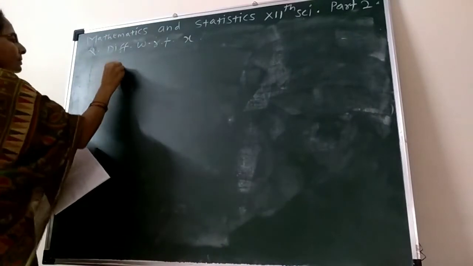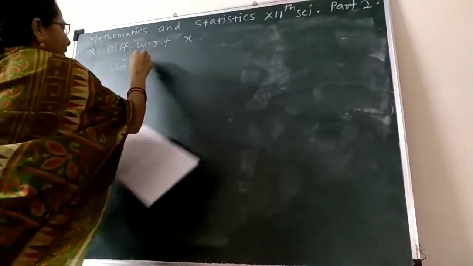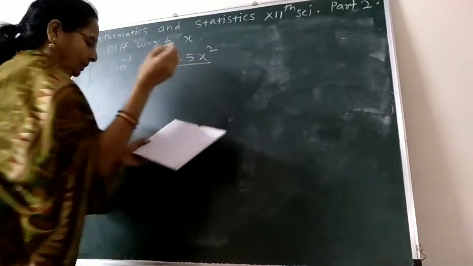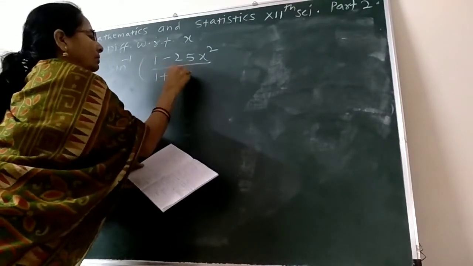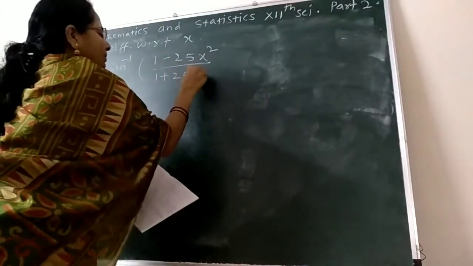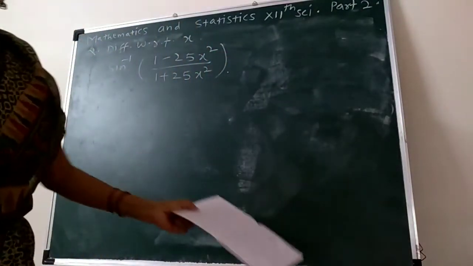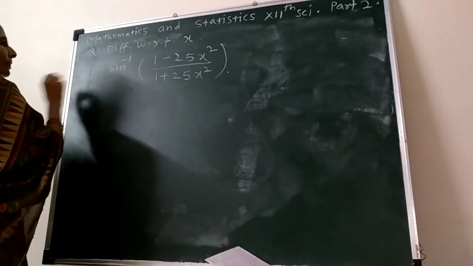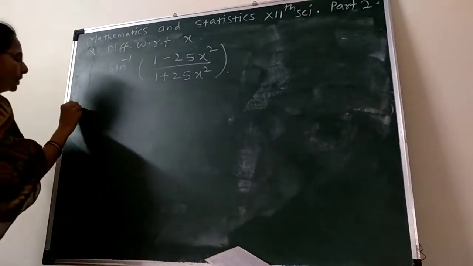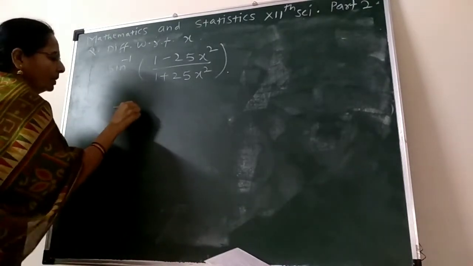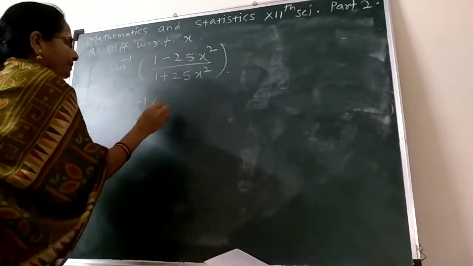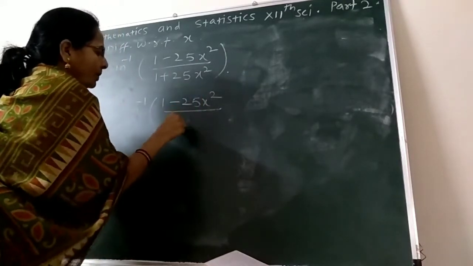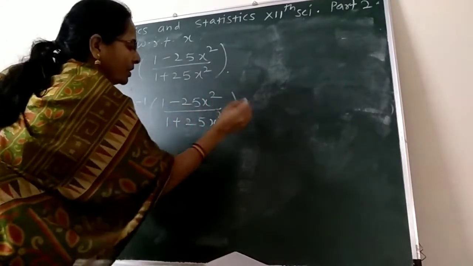Next question: y equal to sin inverse of 1 minus 25x square upon 1 plus 25x square.